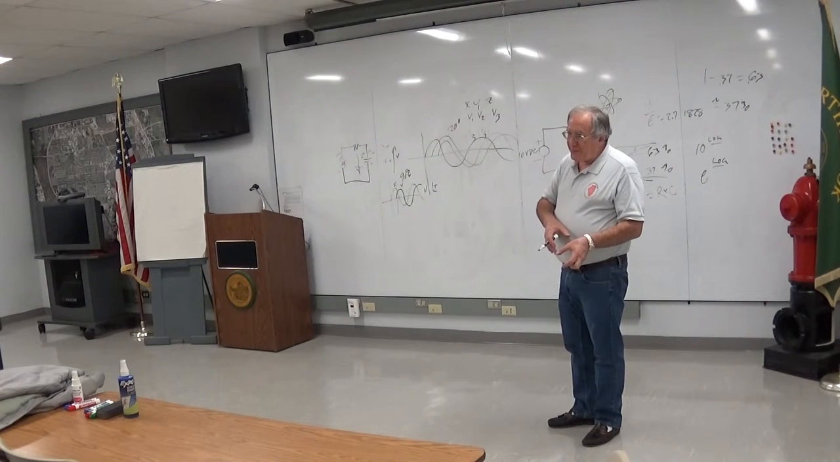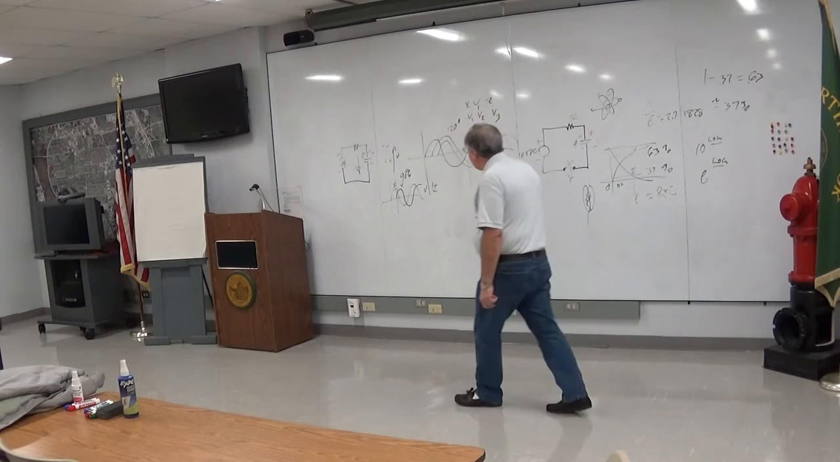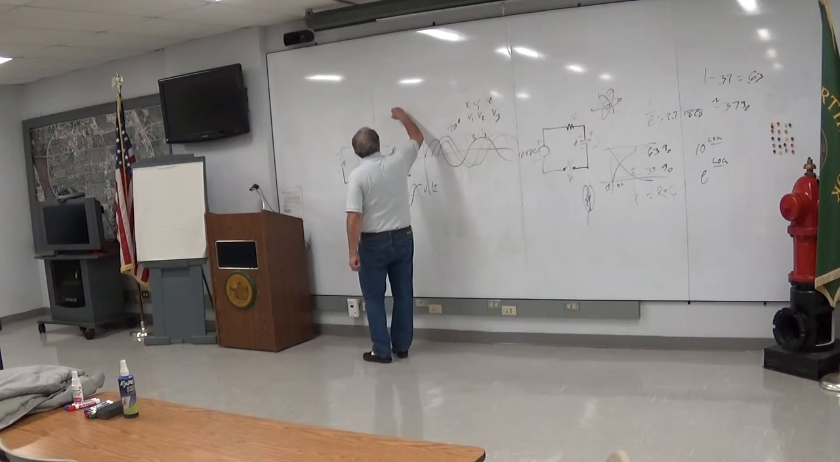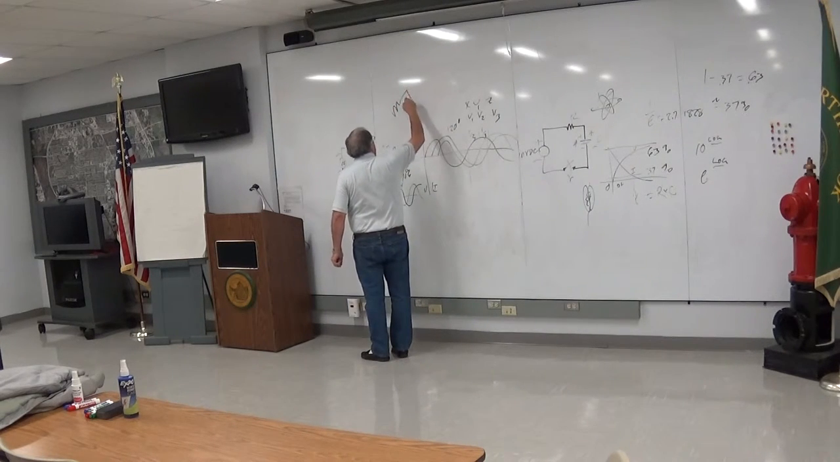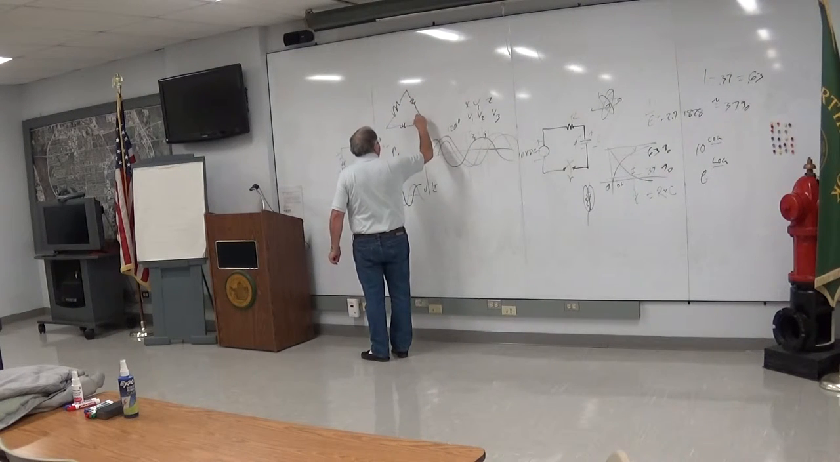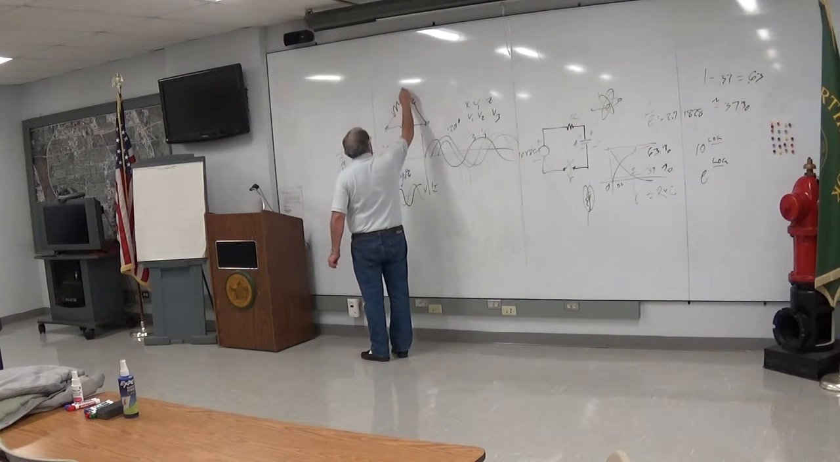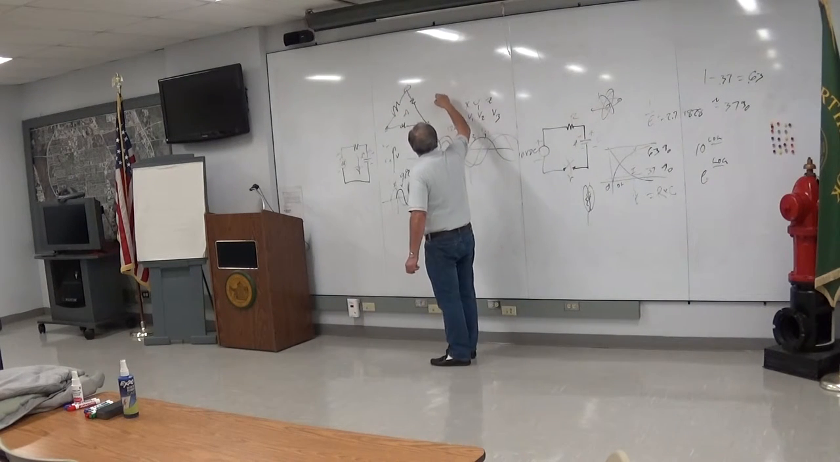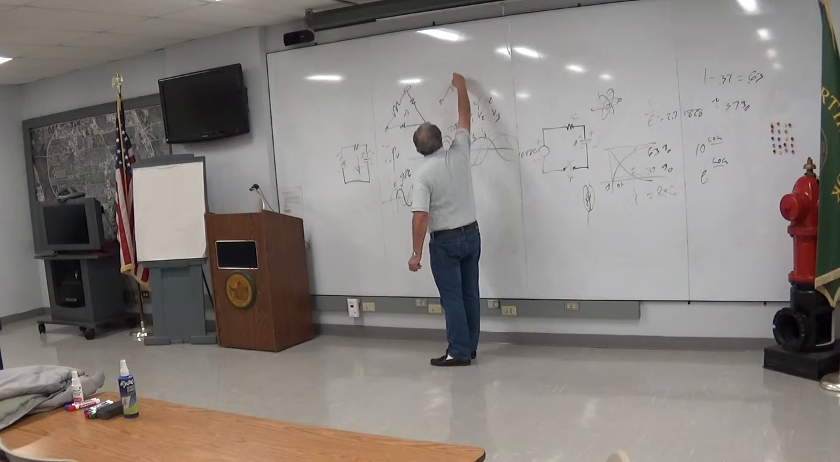W is only there if there's a neutral line, because in three-phase circuits, they can be wired in this fashion. We have 3 nodes. This is a so-called delta. Or you can have 3 nodes.